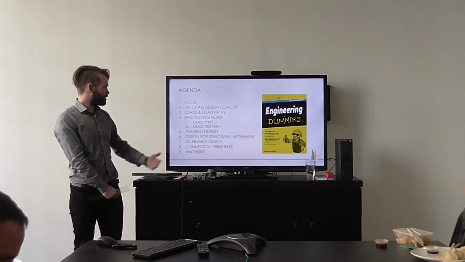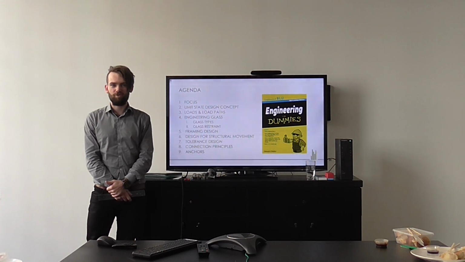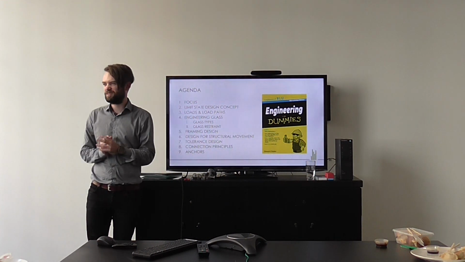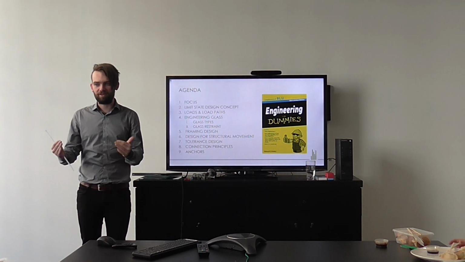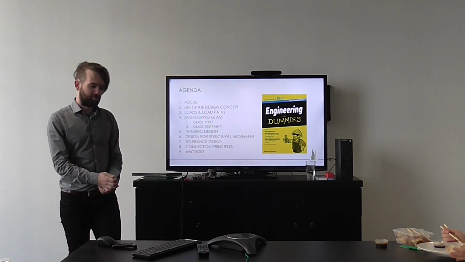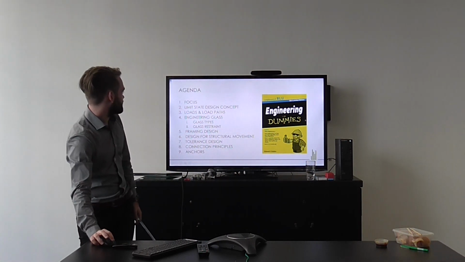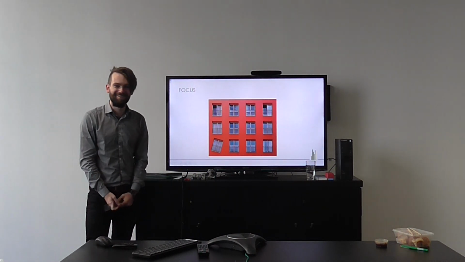Essentially we're going to run through a typical engineering approach, more specifically for a curtain wall situation, but we're going to jump back and forth and look at a couple of other ideas in terms of engineering. So kicking off, the focus of today's session, as I've touched on, is to avoid this pretty much.